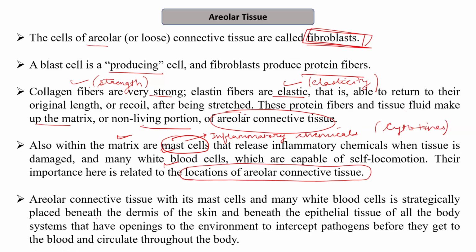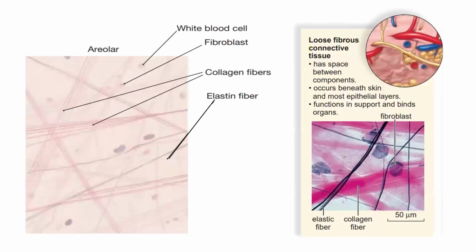For example, as I mentioned, it is also placed beneath the dermis of the skin and beneath the epithelial tissue of all the body systems. Why? Because they have openings, and from these openings, bacteria or other pathogens may enter and circulate throughout the body. So in order to prevent infection within the body, areolar connective tissue along with the mast cells protects it from the infection. So this is an example.